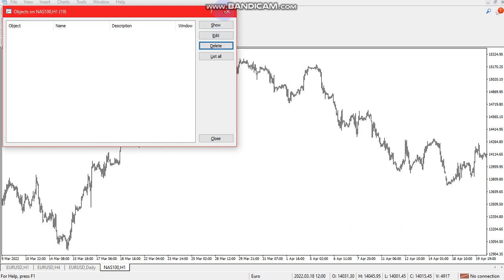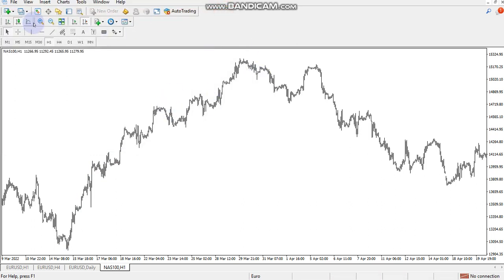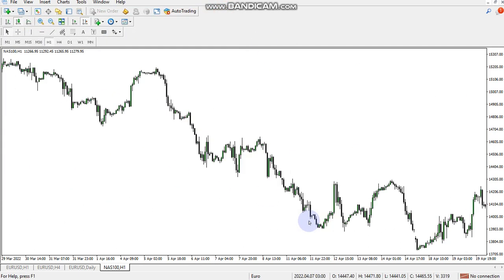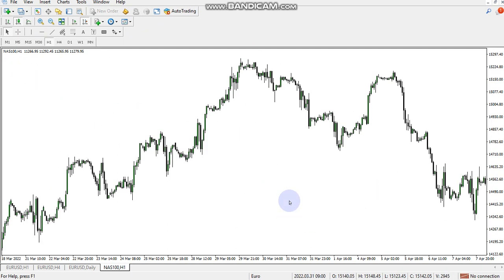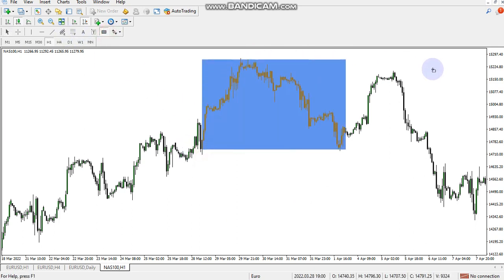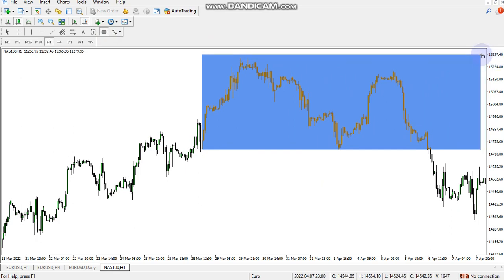Let's clear all these things out. I need to move forward, and then check what's happening now. There is something that we see here. Check this, there is a scandal here. Here is where we see our break of market structure.